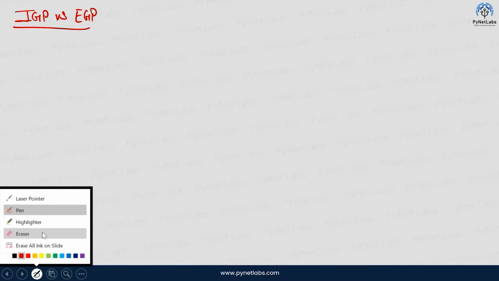So you know that we do have two categories of routing protocol. We have IGPs versus the other, which is EGP. So this is basically the major category of the routing protocols we have.